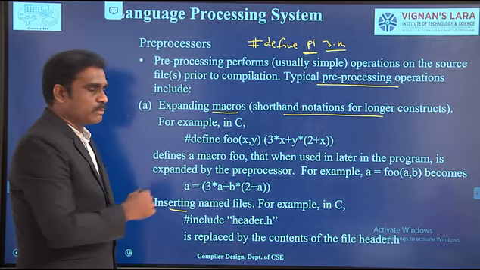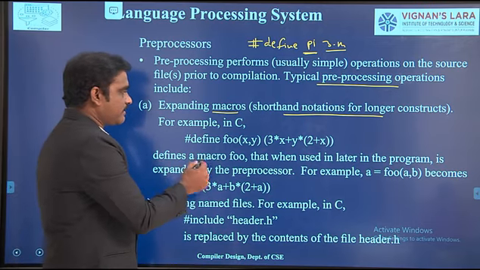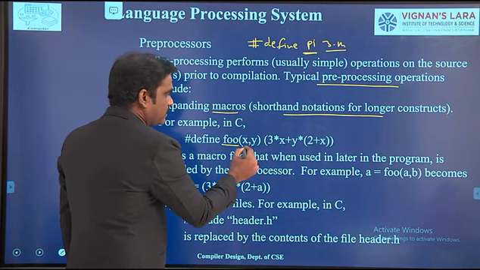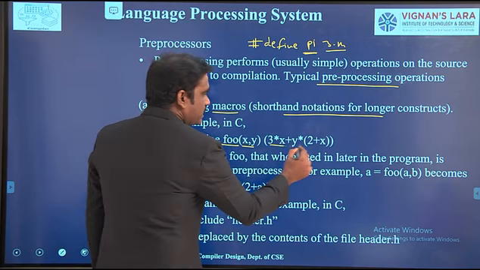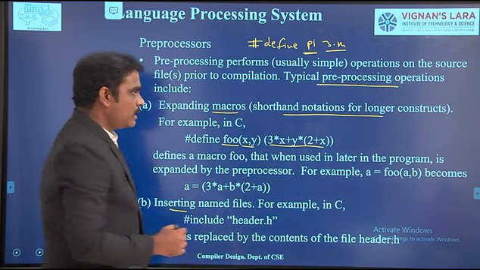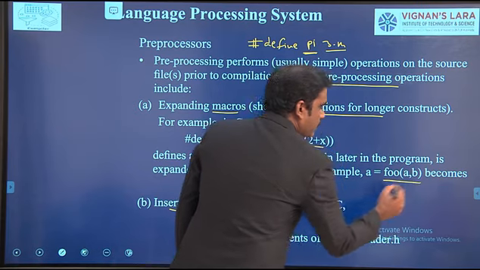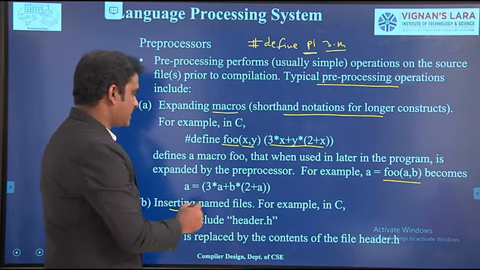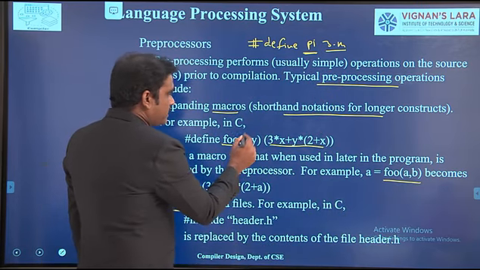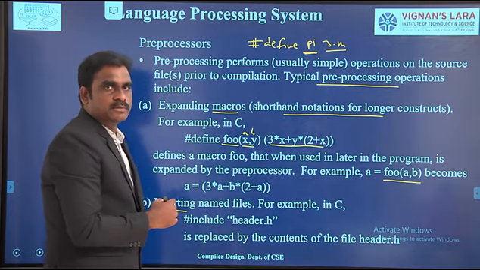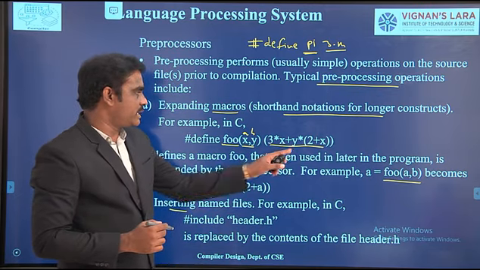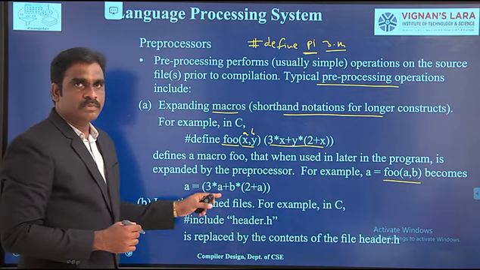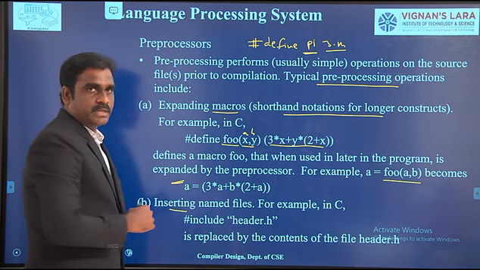In the same way, this is one more example. #define FOO with two variables x and y. This is the definition. Now FOO(a, b). The result is like this: x is replaced with a and y is replaced with b. Like this it will be displayed.